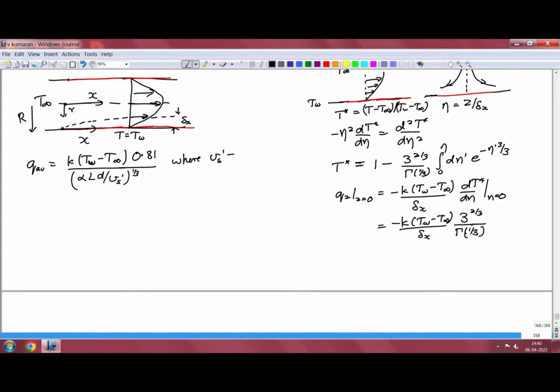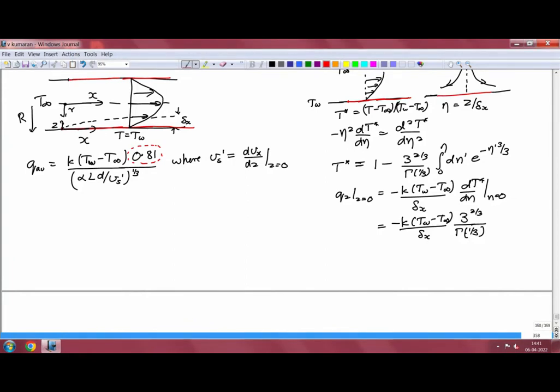Where V s prime was a strain rate, which was equal to dVx by dz at z is equal to 0, if the coordinate z is the distance from the flat plate. That is basically the strain rate at the wall of the pipe. And this coefficient here came out of that 3 power 2/3 by gamma of 1/3, if you recall, when we did it for the flow past a flat plate. So, we can simply use this in order to find out what is the correlation for a pipe flow. All we need to know is what is the strain rate at the wall of the pipe.